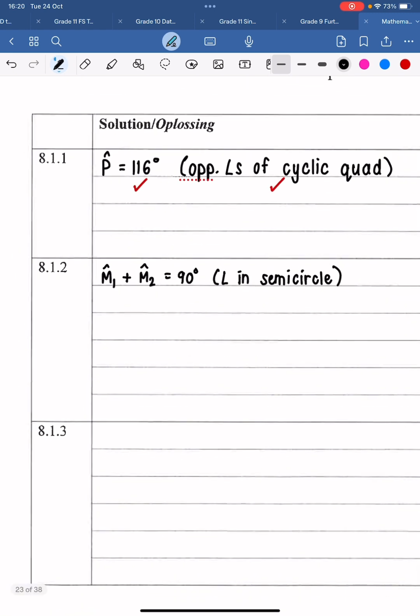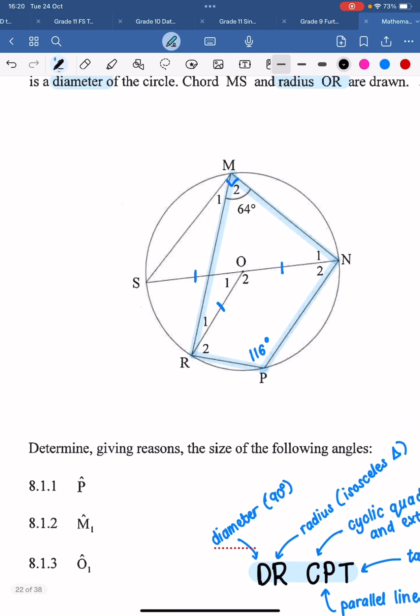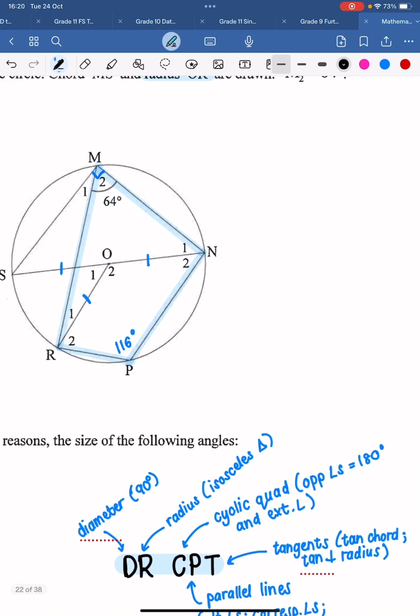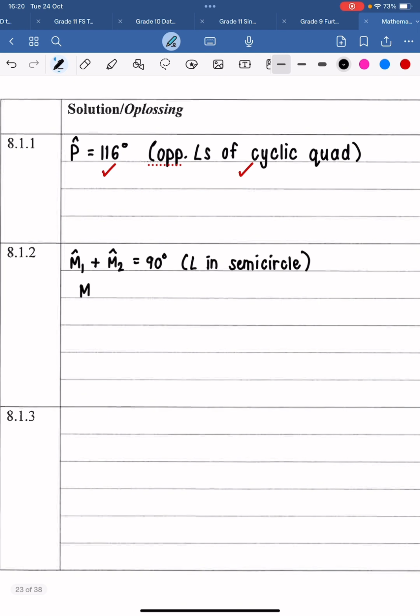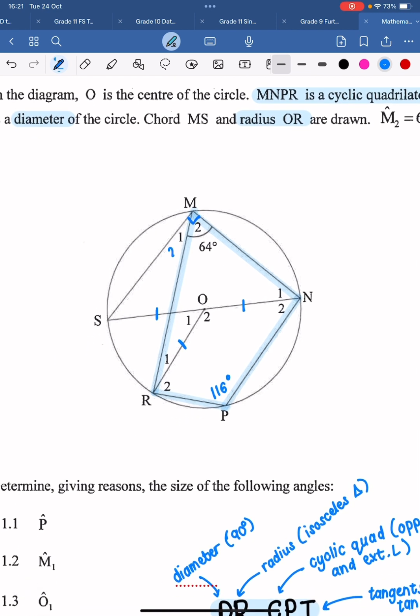Oh, sorry, it's off the screen. So now I'm going to say which one am I finding? M1. Yes, M1 is equal to 90 minus 64. You don't have to write that calculation down. I am going to, but you don't have to. M1 is 90 minus 64. So M1 therefore is 26 degrees. All right, so now let's put that 26 there.